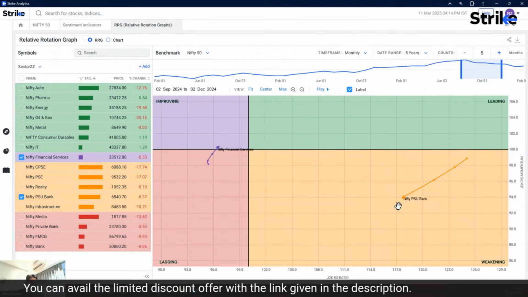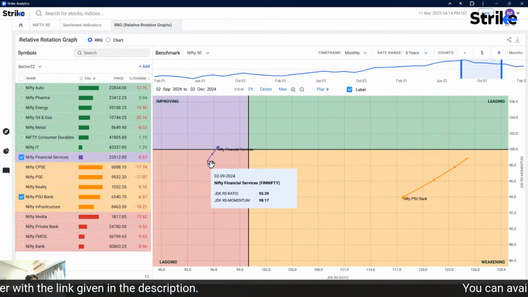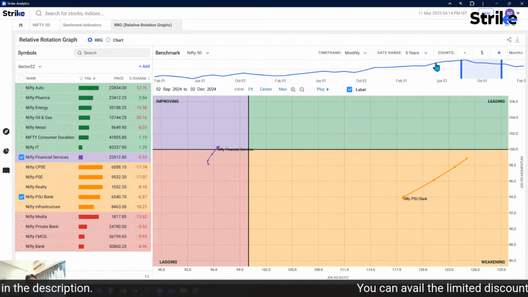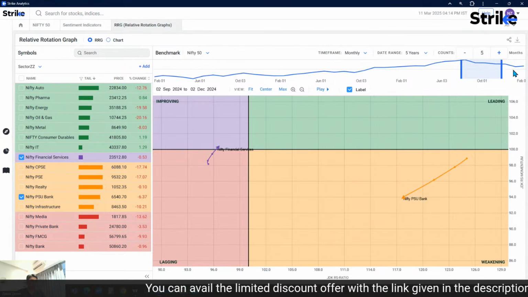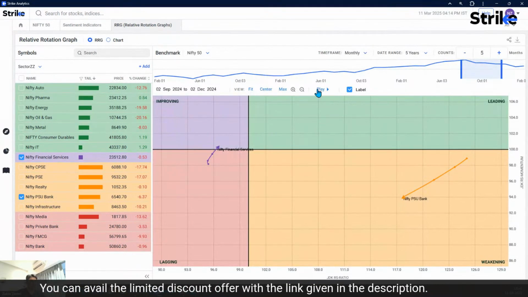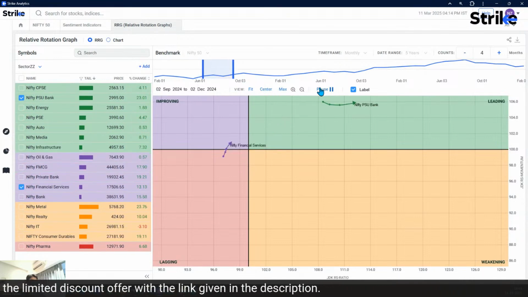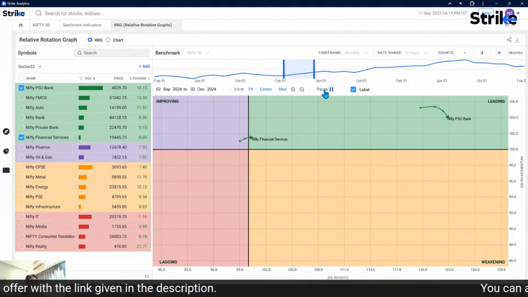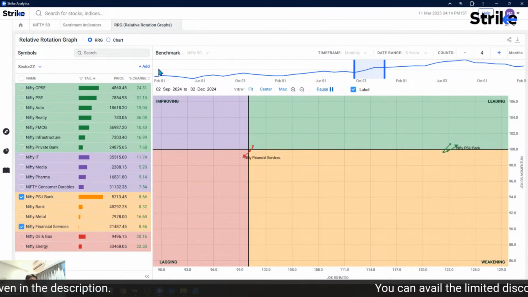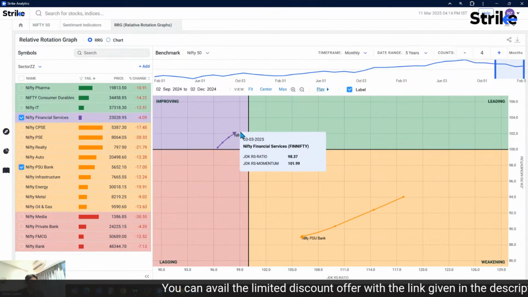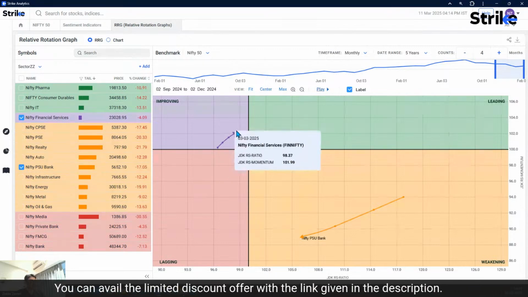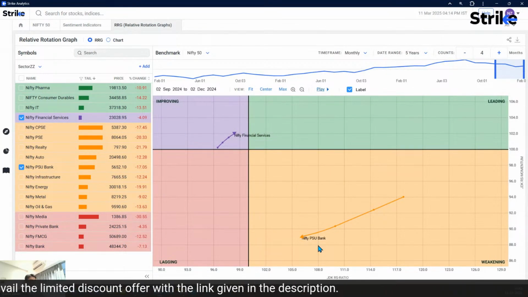See, Nifty PSU Bank started underperforming, but financial services entered into the improving quadrant over here. And what was the date? 2nd of December. And from there on, what happened? When you click on the play button, it will run from the start. So here we have, look at the Nifty Financial Services. It has entered into the improving quadrant and is headed towards the leading quadrant, whereas PSU Bank is down here.